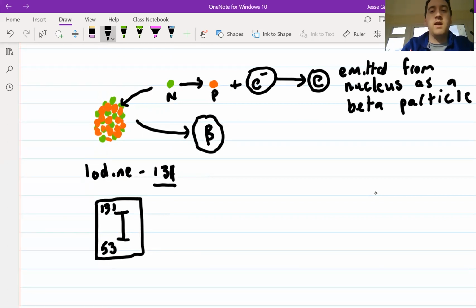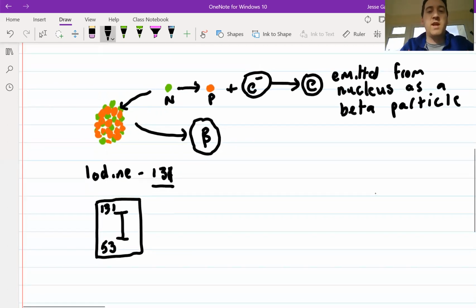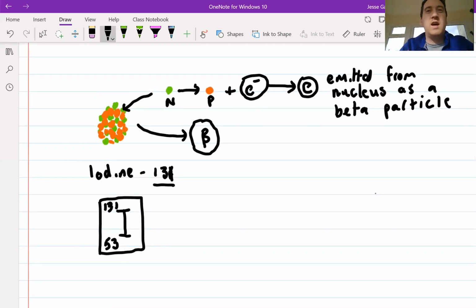So sounds crazy. A neutron splits to produce a proton and an electron. The beta particle has a mass of 0 because it's just an electron, and it's got a charge of -1 because it's an electron, and electrons have a -1 charge. So that sounds quite strange and unusual.